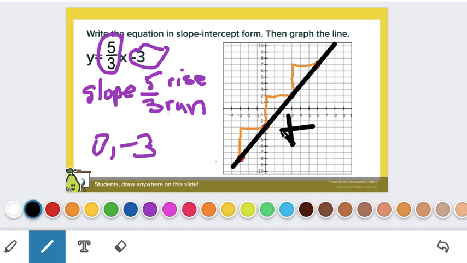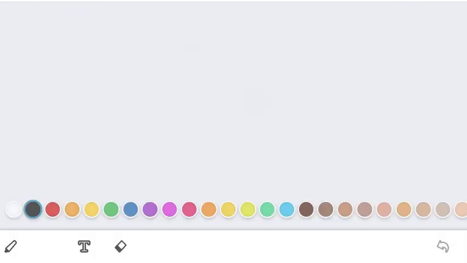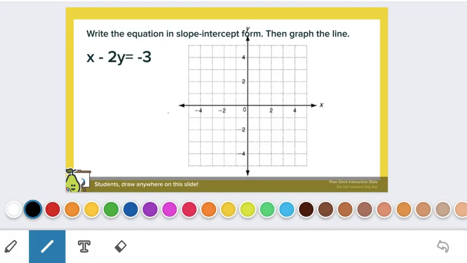Oh, shoot, I'm messing this one up totally. A y-intercept of 0, -3. All right, I have one more to do.